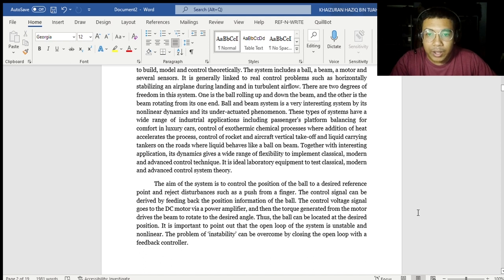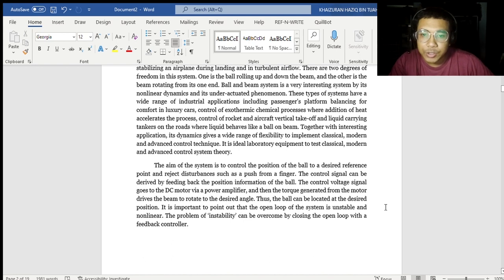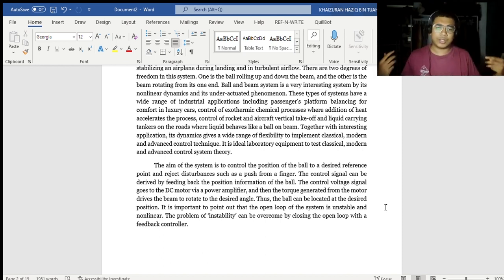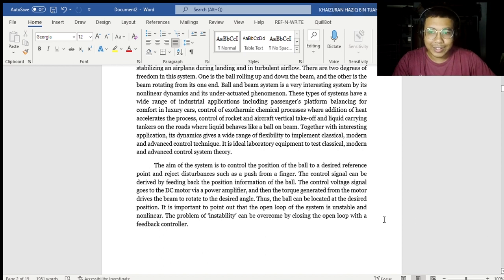theory. The aim of the system is to control the position of the ball to a desired reference point and reject disturbances such as a push from a finger. The control signal can be derived by feeding back the position information of the ball. The control voltage signal goes to the DC motor via a power amplifier, and then the torque generated from the motor drives the beam to rotate to the desired angle. Thus, the ball can be moved to the desired position.